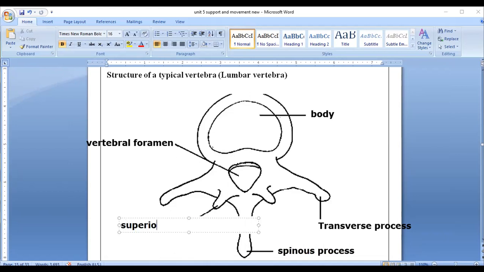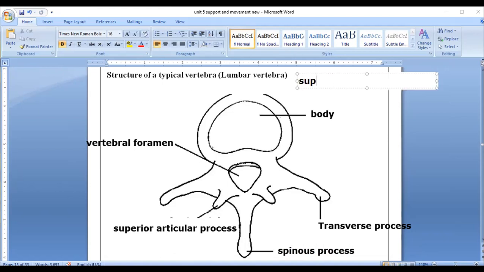Superior articular process. Actually, superior means above. This is a superior view. If you see it in the inferior view, you will notice another pair of articular processes called inferior articular processes. Clear?